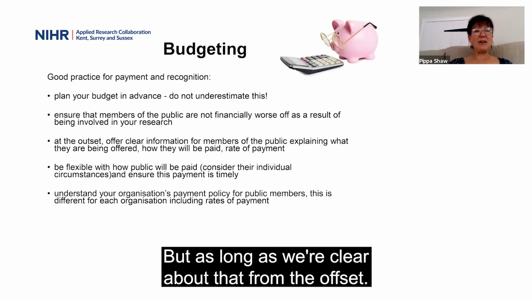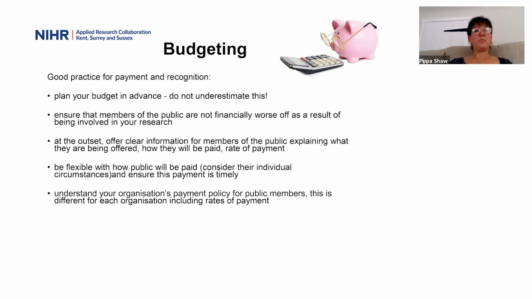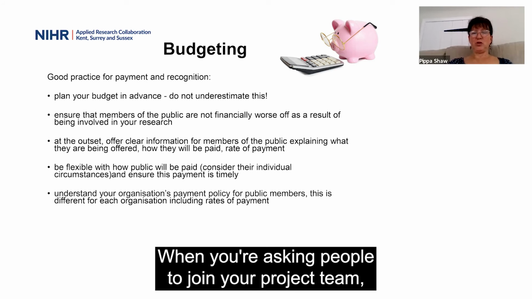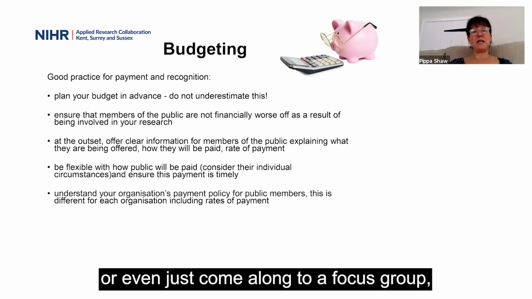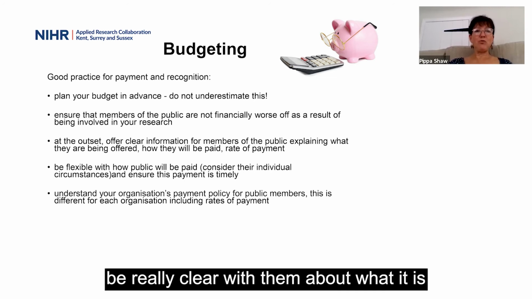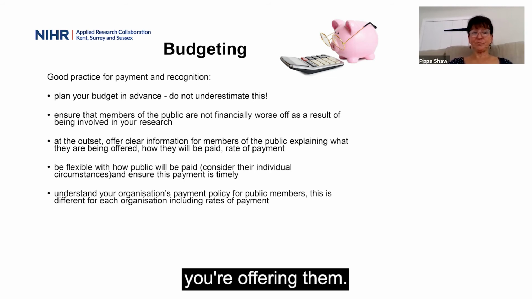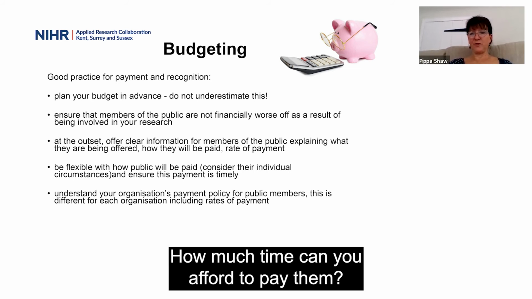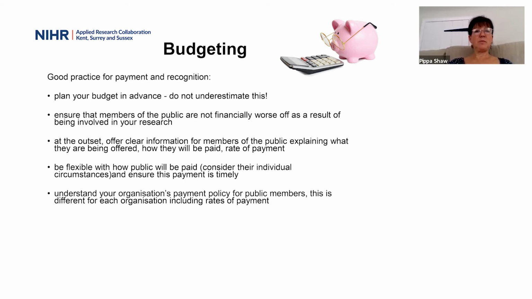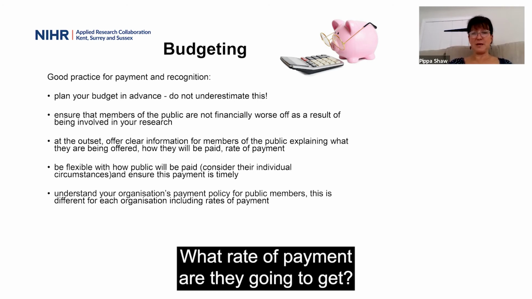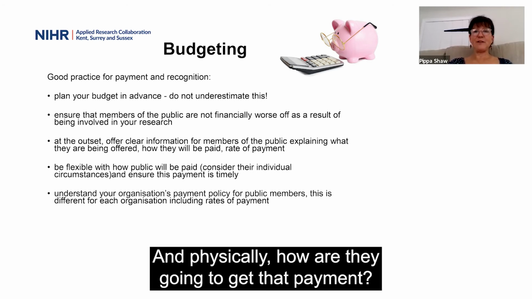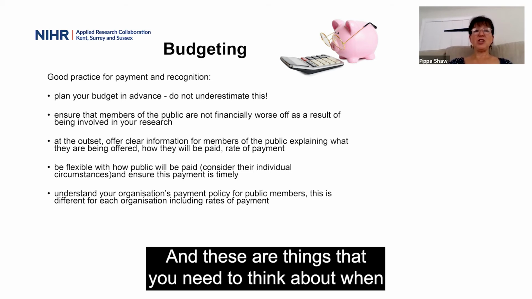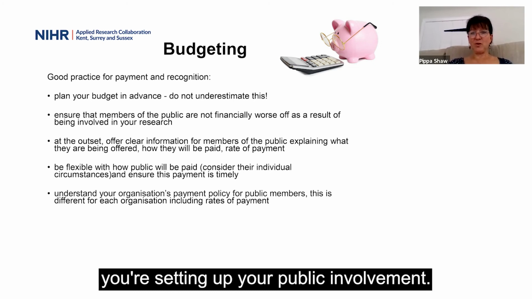But as long as we're clear about that from the offset, when you're asking people to join your project team or even just come along to a focus group, be really clear with them about what it is you're offering them. How much time you can afford to pay them? How are they going to join? What rate of payment are they going to get? And physically, how are they going to get that payment? These are things that you need to think about when you're setting up your public involvement.